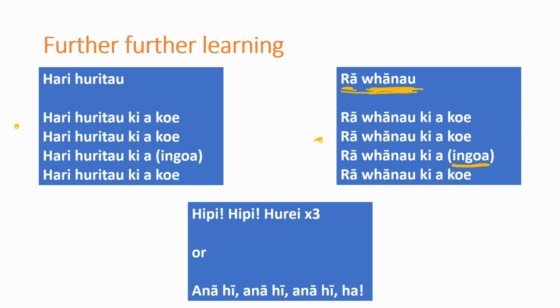And same with hari huritau. Hari means happy, and huritau means turning of the year, like anniversary. This is the same with the tune to happy birthday as well. Everything is basically the same. Instead of having rā whānau, you just have hari huritau. Happy birthday. All right, and afterwards, if you want to be really fancy, you can add these as well. Hip hip hooray. So it's basically the same in English.